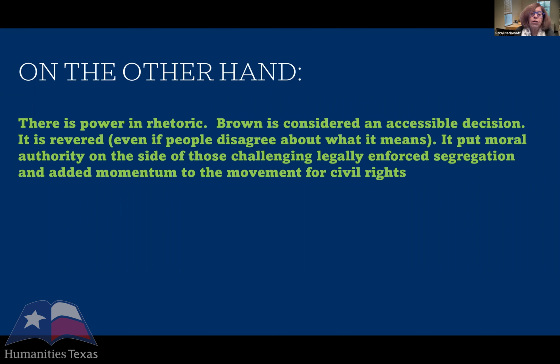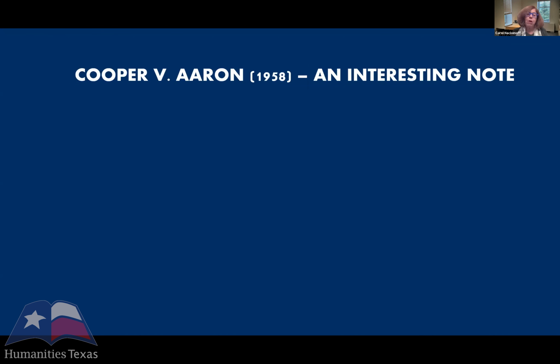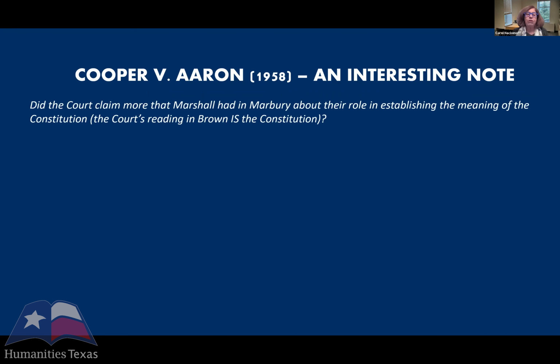On the other hand, with regard to the Rosenberg thesis, there's power in rhetoric, and Brown is considered not only an accessible decision, but it's a decision that is revered even as people disagree about what it means. It puts moral authority on the side of people challenging legally enforced segregation and added momentum to the movement for civil rights. These are only some of the yeah buts. So I think it's kind of interesting to talk about those things and see what students think. Is the court really powerless? If a landmark decision can't do better than that, what has Brown accomplished?